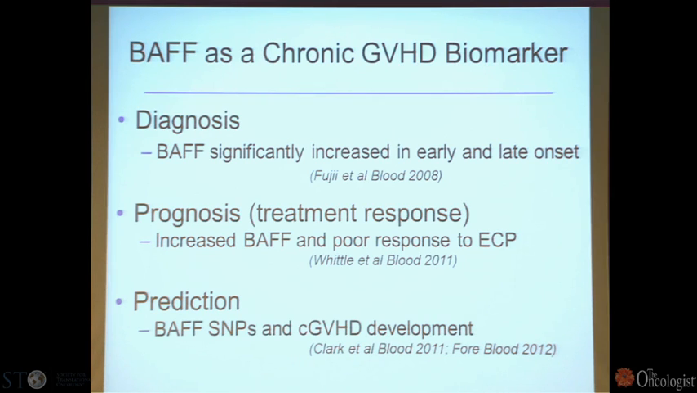And then we can also look at polymorphisms in the BAFF gene in order to try to predict whether patients will get chronic graft-versus-host disease. And this was an interesting study out of Vanderbilt. And we, in collaboration with Dr. Richards, have looked further at some of these polymorphisms. And there's lots of work to be done there. But we're hopeful that not only does this confirm biologic relevance, but maybe we'll find a marker for disease.